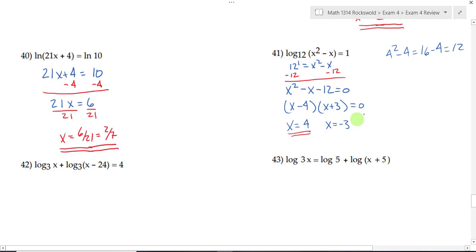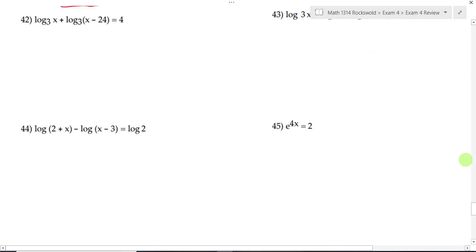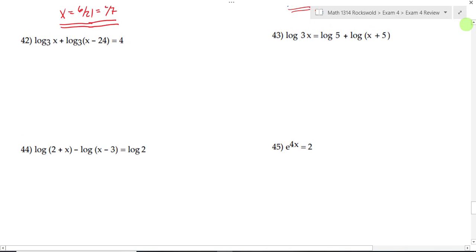When I check x equals negative 3, that gives me negative 3 squared minus 3, and that's going to be 9 minus 3, and 9 minus 3 is 6. So both of these make the argument positive. I get to keep both of my answers for this particular problem. This is my check on the domain. We didn't have to do that with the exponential equations because the domain of the exponential equations is all real numbers. But logs have a restricted domain. They go from 0 to infinity, not including the 0.